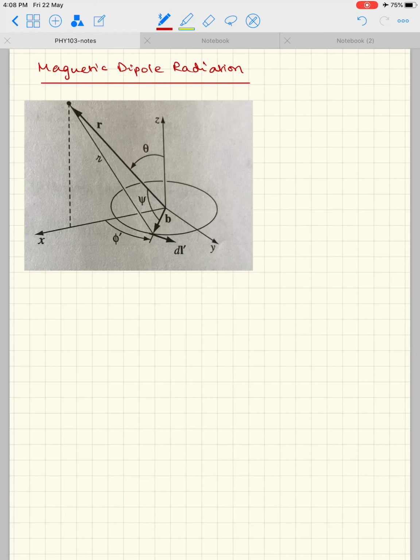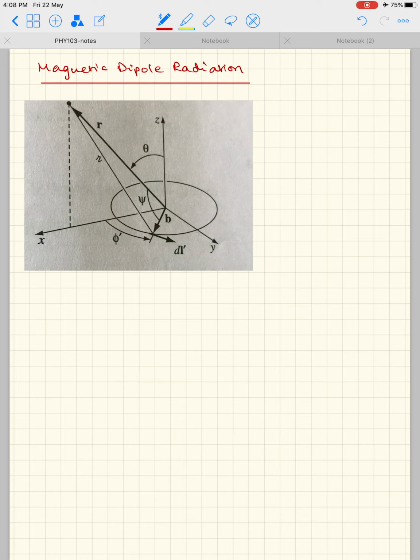So hello and welcome to what is hopefully the last lecture of the course. In this lecture today, we are going to be looking at magnetic dipole radiation, which will be very similar to what we did for the electric dipole radiation last time around.